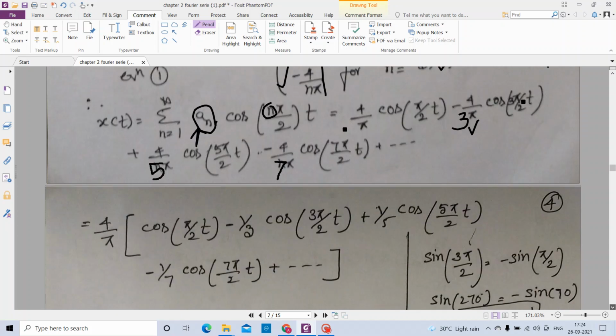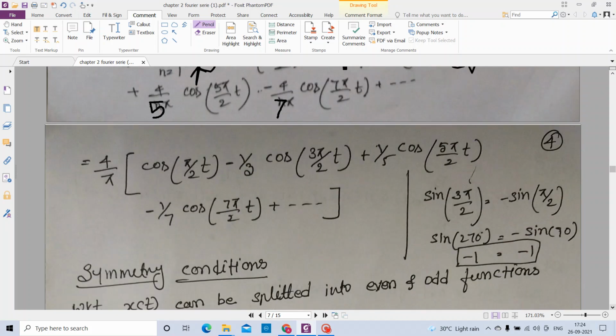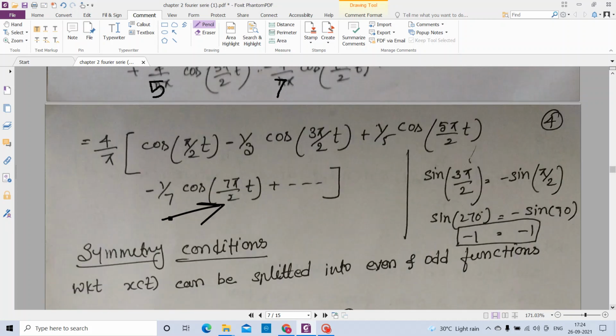So finally you have to substitute all the values. Anyway, a naught and bn are 0. Just use that an coefficient. This is the Fourier series representation of the given graphical representation.